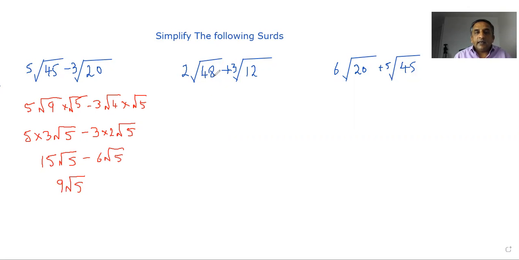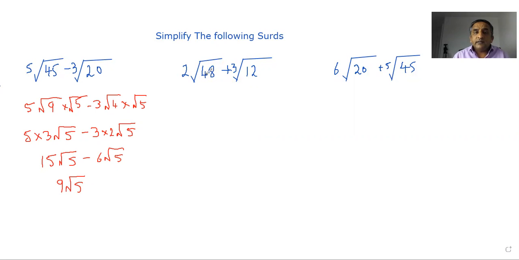Now I'm going to do the second question here. The second question is 2 square root of 48 plus 3 square root of 12. But what I will request you is that if you think that you know how to do it, you can do it by yourself, and then later on you can tally your answers with my answers. And similarly, you can try to do question number 3 as well. But if you still don't know, and you still need help, you can watch this video.